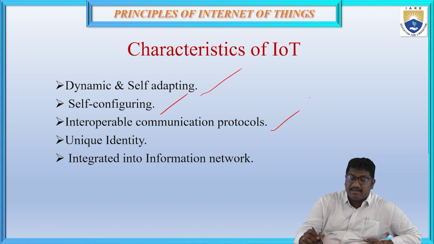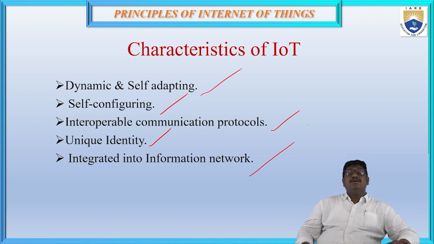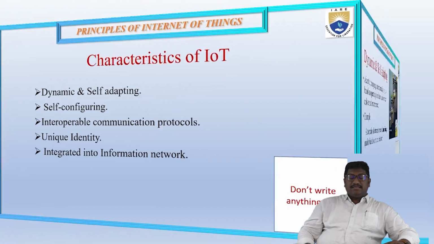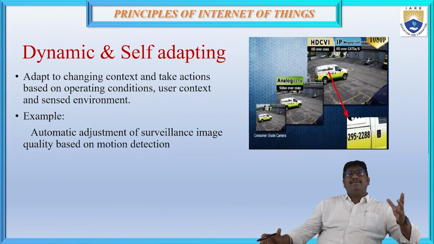And the third was interoperable communication protocols. And the fourth one, unique identity. And the fifth one, integrity into information network. These are the five different characteristics which are there in our IoT. Once, have a look at what dynamic and self-adapting was.